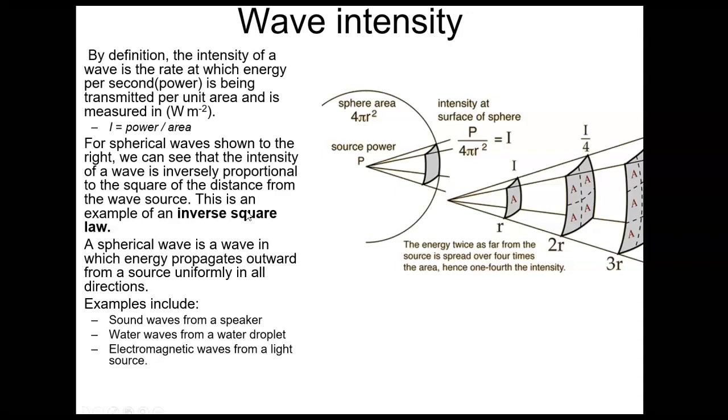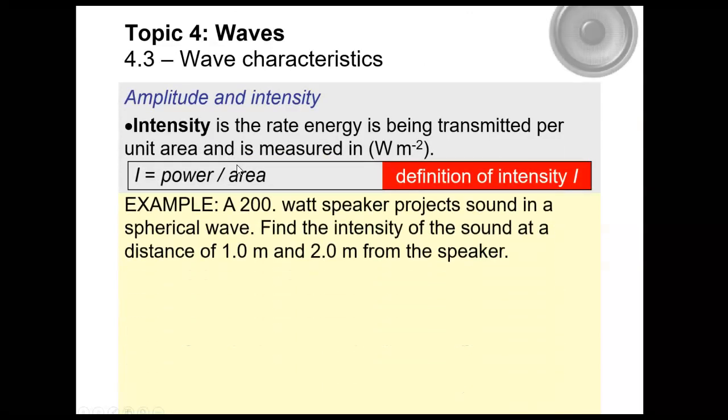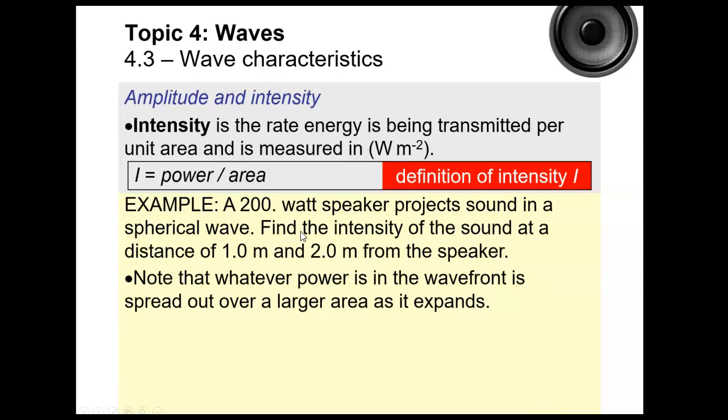Okay, so let's go to the next slide. Take a look at some examples. This example says a 200-watt speaker projects sound in a spherical wave. Find the intensity of the sound at a distance of 1 meter and 2 meters from the speaker. Now, pretty easy calculation. For the first one at 1 meter away, remember we're doing I equals P over 4 pi r squared.